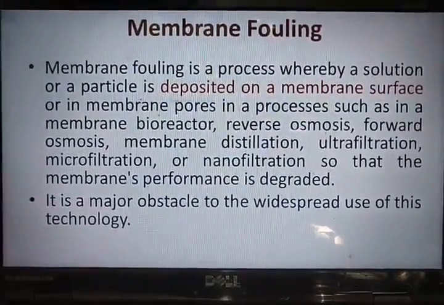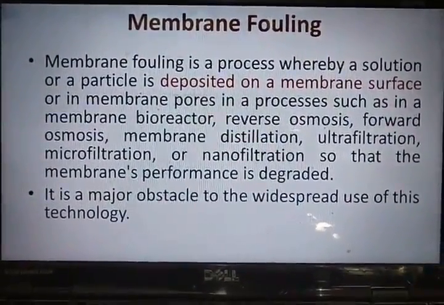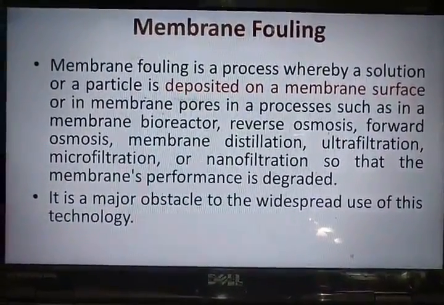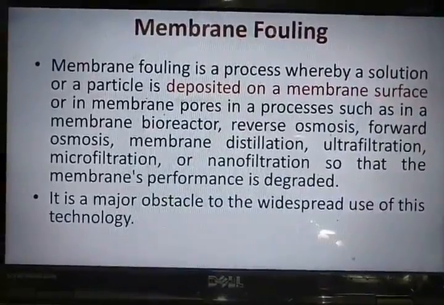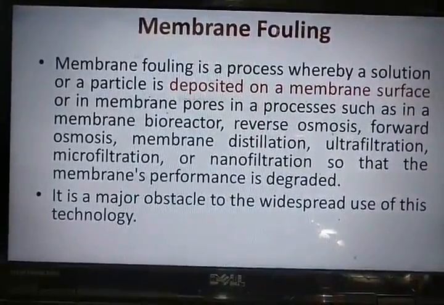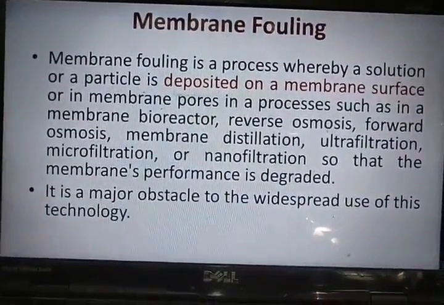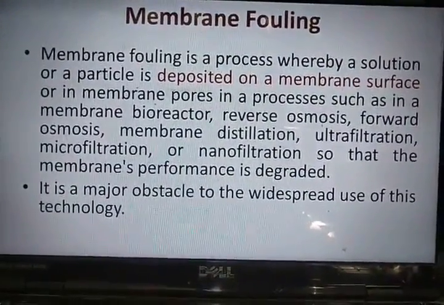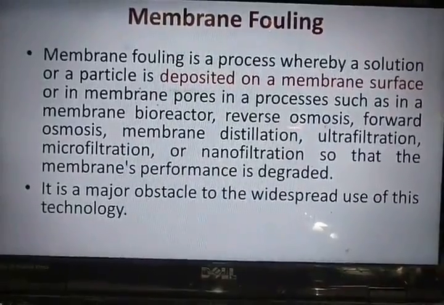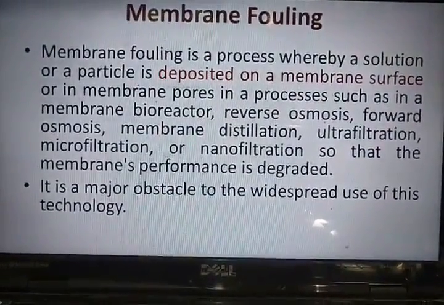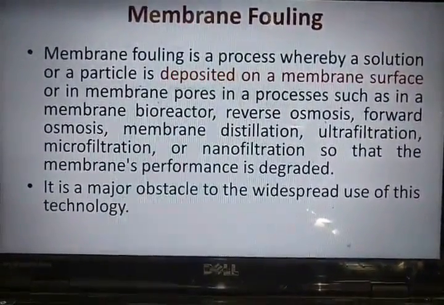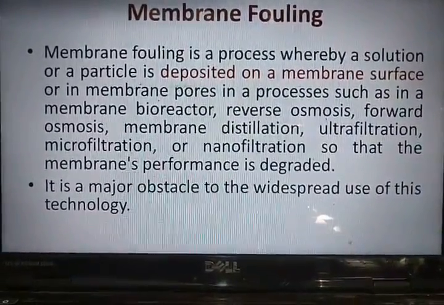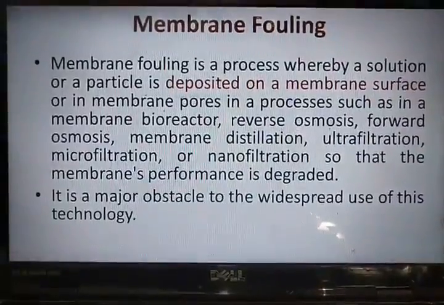Okay, then comes membrane fouling. As I have told you many times, fouling is a process whereby a solution or a particle is deposited on a membrane surface or in membrane pores in a process such as a bioreactor, reverse osmosis, forward osmosis, membrane distillation, ultrafiltration or nanofiltration, so that the membrane performance is degraded.